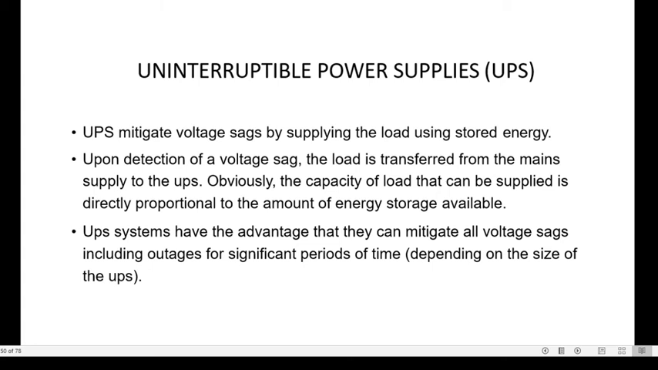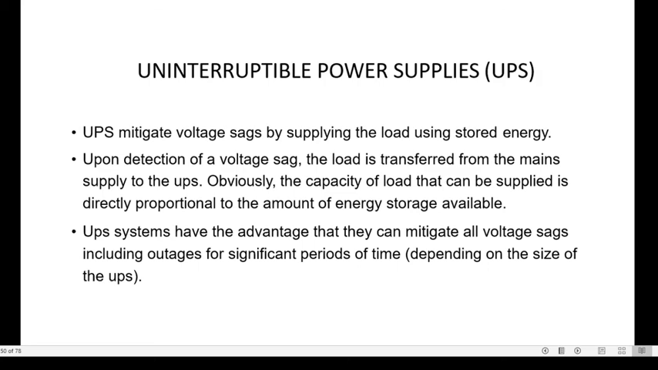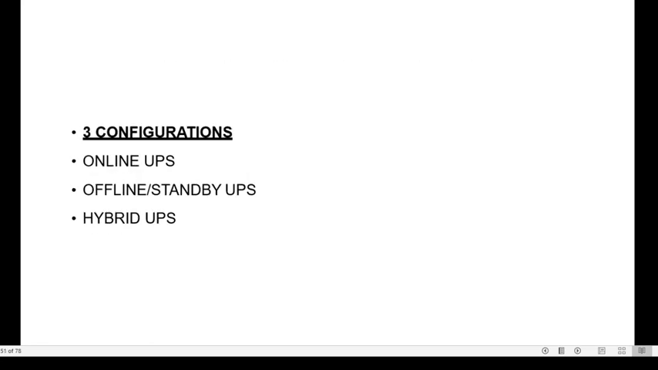Obviously, the capacity of the load that can be supplied is directly proportional to the amount of energy which is stored or available. UPS systems have the advantage that they can mitigate all voltage sags, including outages for a significant period of time, depending on the size of the UPS, meaning the battery. So there are 3 configurations used: online UPS, offline or standby UPS, and the hybrid UPS. We shall discuss these three different types in the next class.